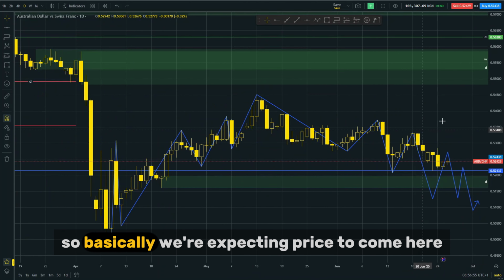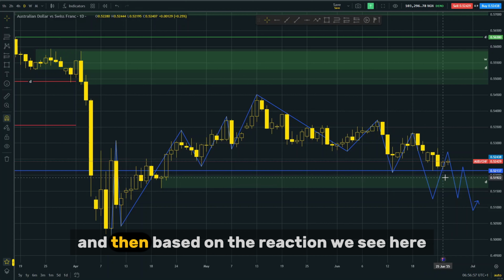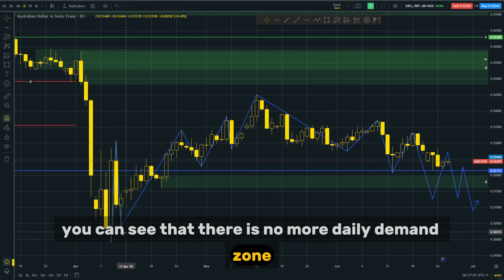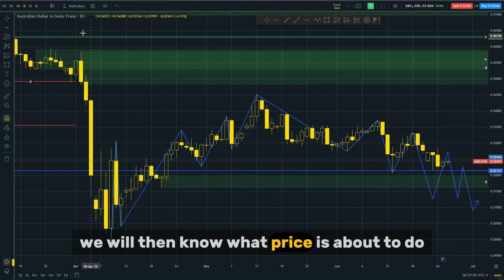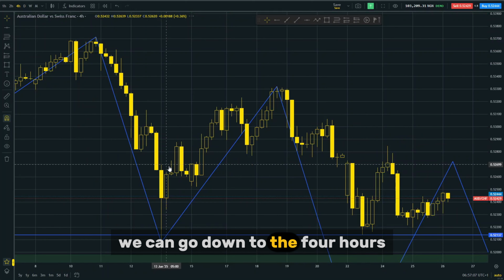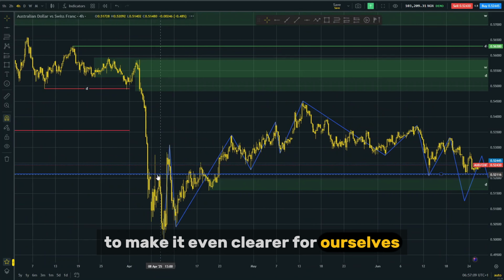So basically we're expecting price to come here, and then based on the reaction we see here, you can see that there is no more daily demand zone beyond this point. So based on the reaction we see here, we will then know what price is about to do. We can go down to the 4 hours to make it even clearer for ourselves.